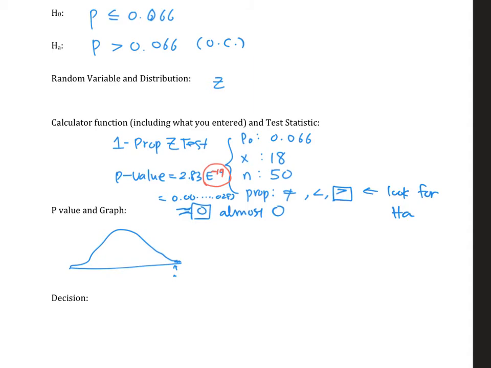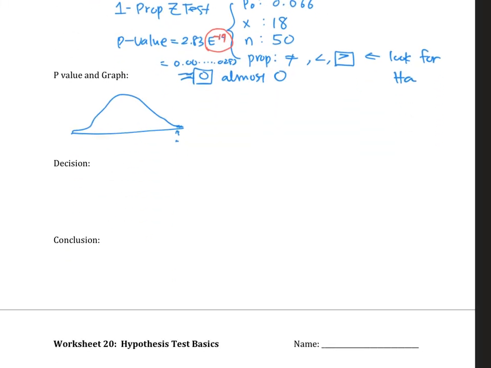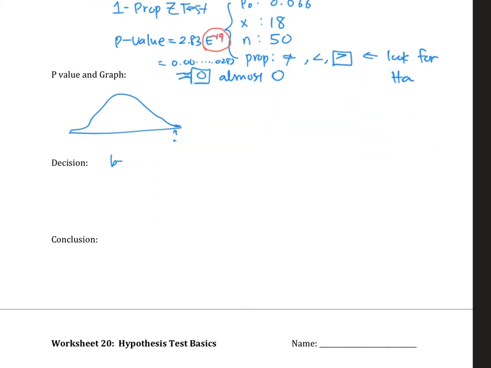So our decision is going to be, because the p-value is way less than alpha, we reject. So in my head, this is a very unusual sample. That means we reject H naught.